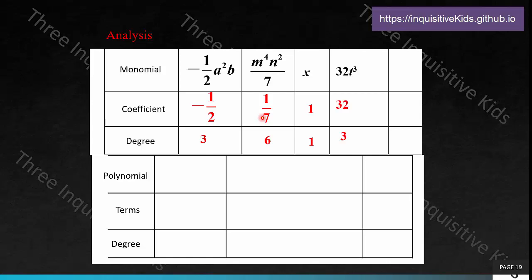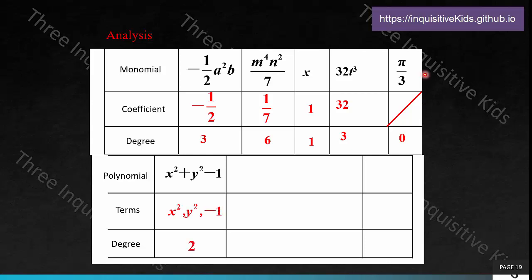32t cubed, coefficient 32, degree 3. Last one. Pi divided by 3. There is no coefficient and the degree is 0. Remember, this is a constant term. Now let's move on to polynomials.